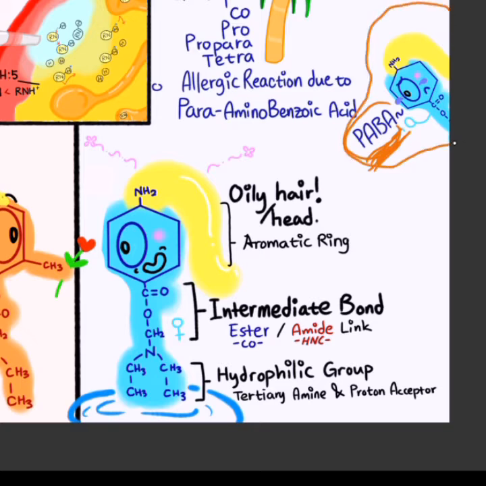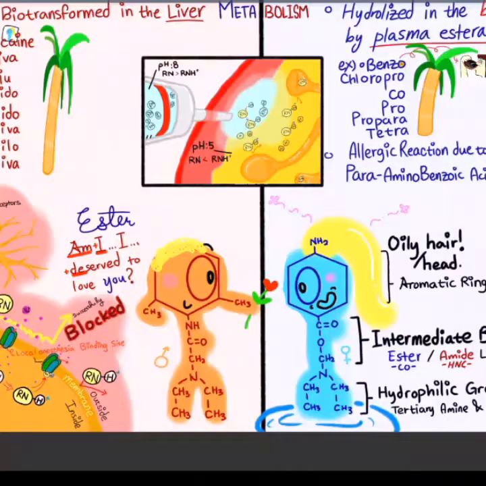This papa tells you that it is allergic because of its metabolite, which is para-aminobenzoic acid. Ester is broken down into para-aminobenzoic acid, which is PABA in abbreviation. So this molecule is the causative molecule of allergic reaction. Crystal clear?